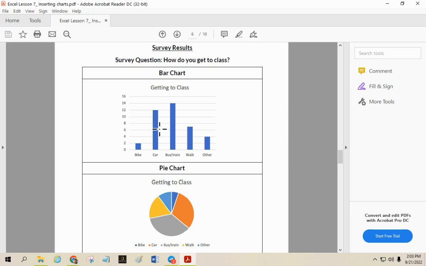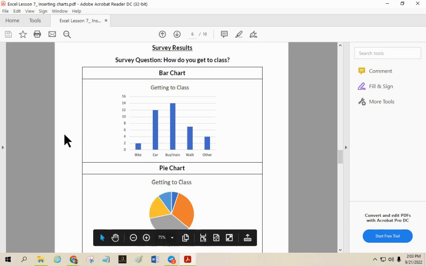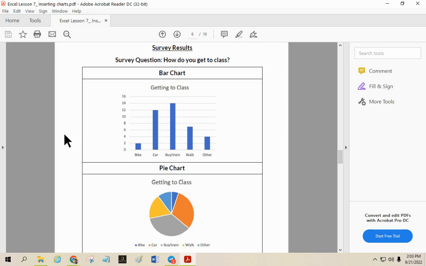A survey asks many people the same question or questions in order to learn more information about what they do or think. This survey was used to get data for these charts. People answered questions about how they got to class: bike, car, bus, train, walk, or some other way.